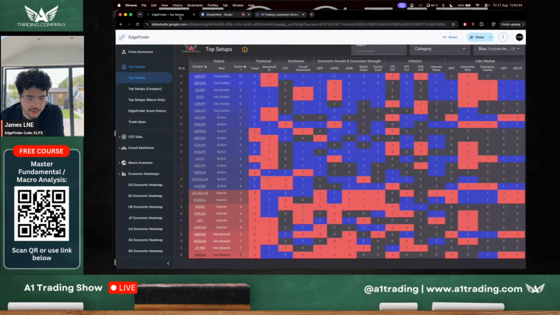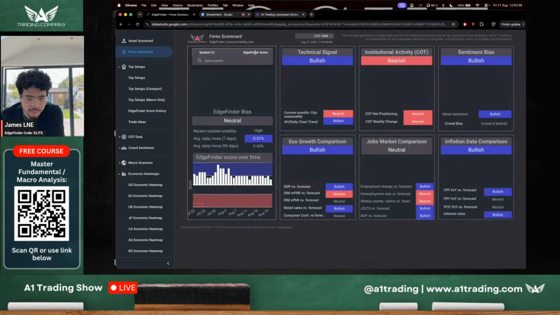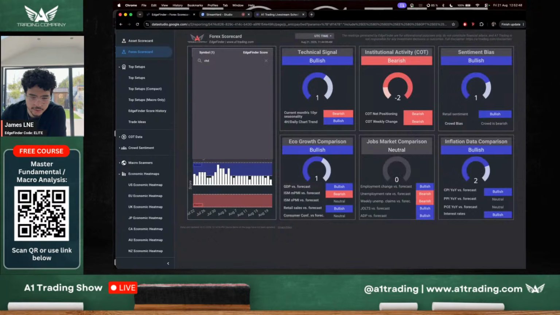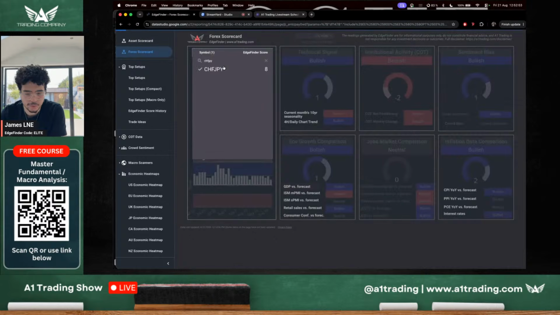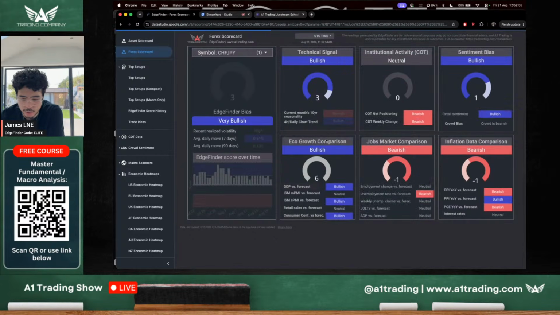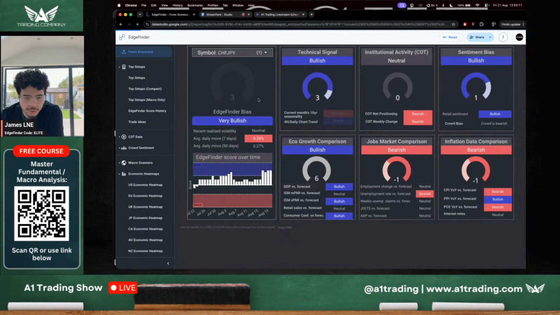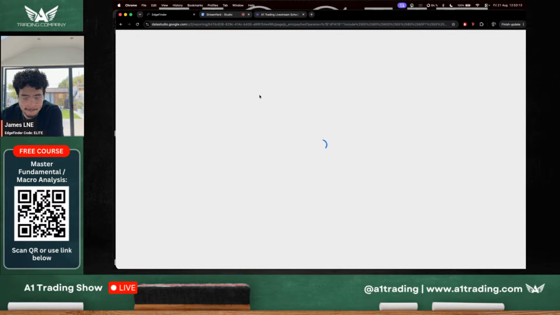Swiss yen on the edge finder. Let's have a quick look. CHF. Oops, CHFJP. CHFJPY. There we go. Score of 8. So actually, I don't like this. I'll be honest with you. Economic growth is bullish, technical is bullish, sentiment is bullish, but jobs market and inflation, not so much. I'm not sure why it isn't loading. Let me refresh it. Hold on. Bear with me.